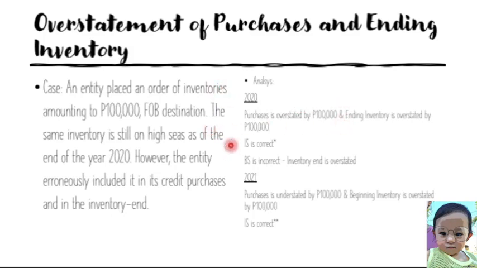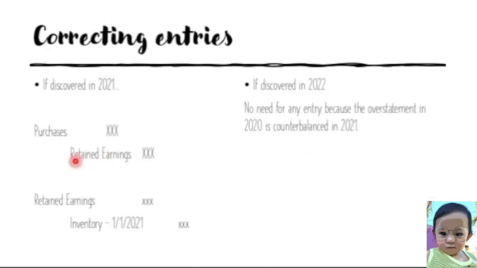What's the effect on net income? That means the net income is understated by 100,000. That's why you credit retained earnings. Then for the inventory, your ending inventory last year is your beginning inventory this year. So if your ending inventory last year is overstated, it follows your beginning inventory this year is also overstated. So in order to correct that one, you credit, you reduce. And last year, your ending inventory is overstated.